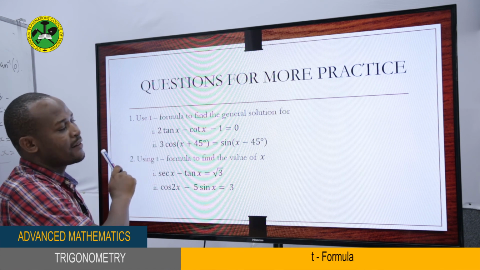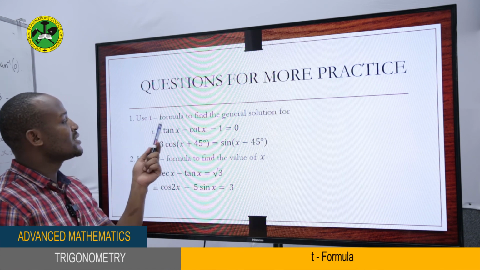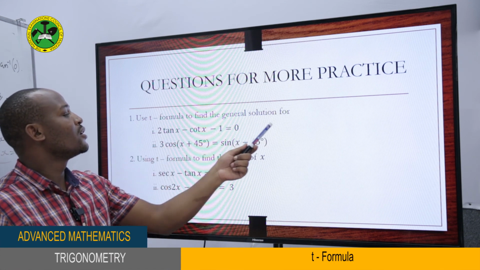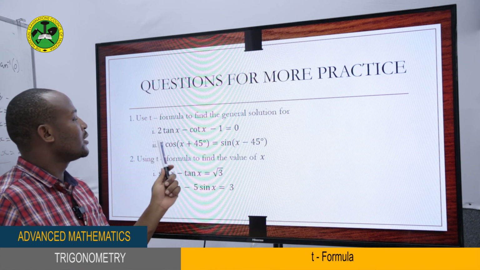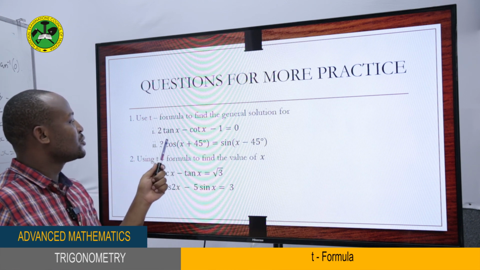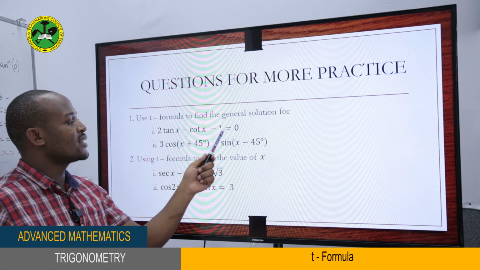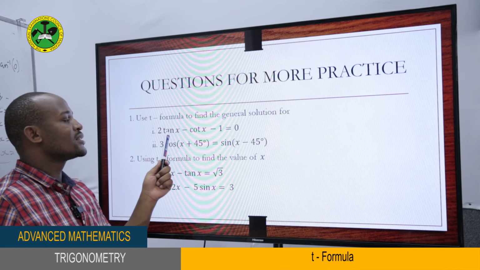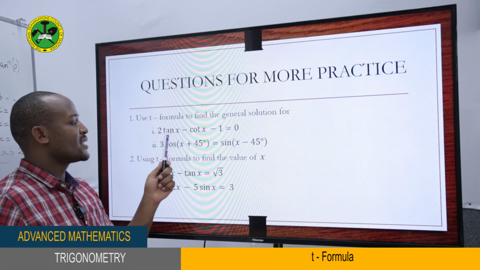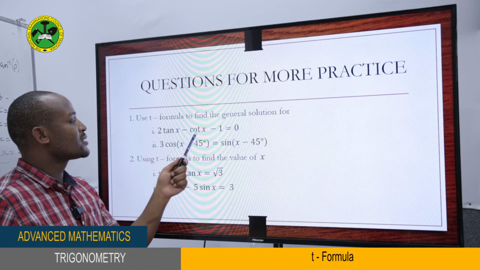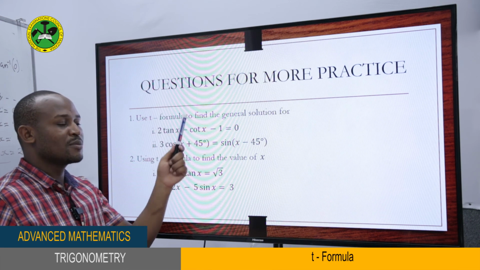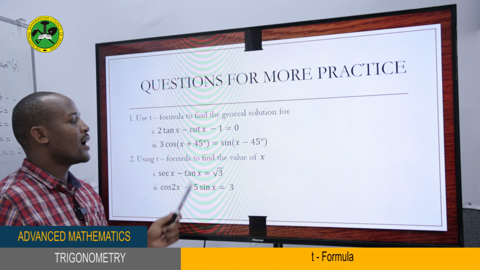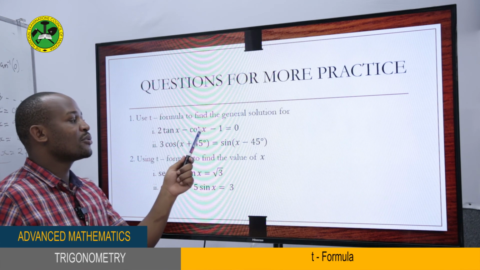The first question says, use the T formula to find the general solution for these two equations. We have 2 tan x minus cot x minus 1. But remember, this is cot. That means it's the reciprocal of tan. Remember, cot is the reciprocal of tan. That means you can reciprocate tan and then have the value of the T formula for cot.